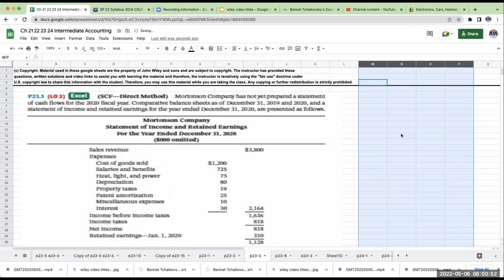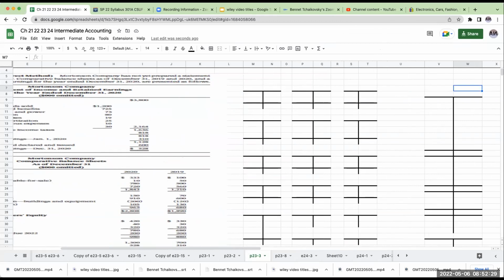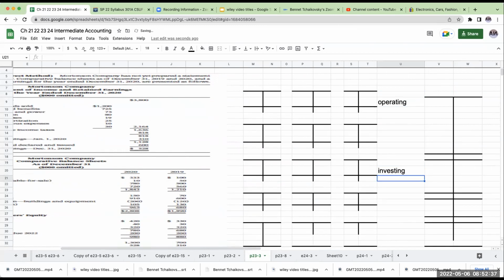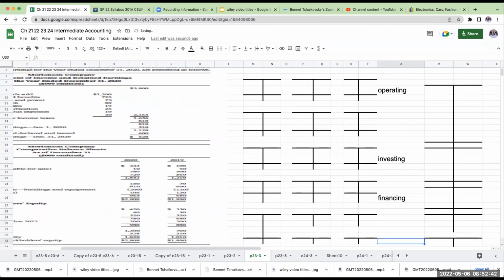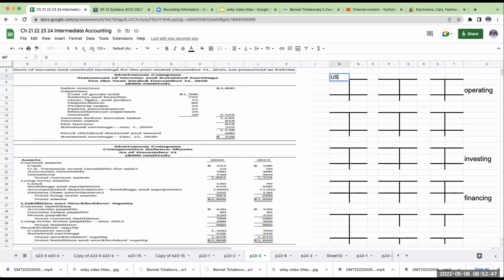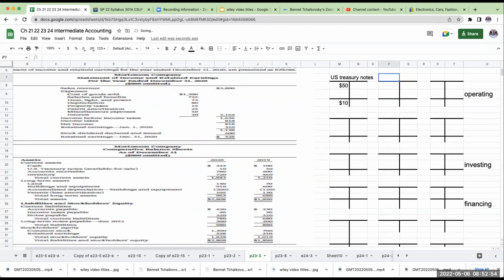So let's go ahead and set up our T accounts. Just give me a moment. Okay, so what I'm going to do now is basically create T accounts. So I've got operating, I have investing, and then I have financing. Over here, we have US Treasury notes. Opening is 50, ending is 10.